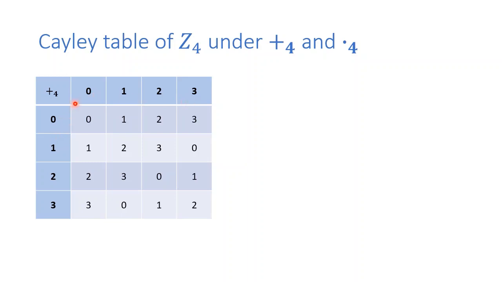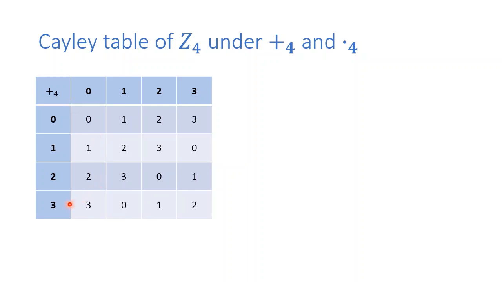So when 0 is added to any element, the result will be the same element as we see in the addition. Similarly, when 1 is added to 0, the result is 1. 1 added to 1 is 2. 1 added to 2 is 3. 1 added to 3 is 4. 4 is equivalent to 0 when considered under modulo 4. Similarly, you add 2 with all elements and 2 plus 3 is 5. 5 is equivalent to 1 under modulo 4.